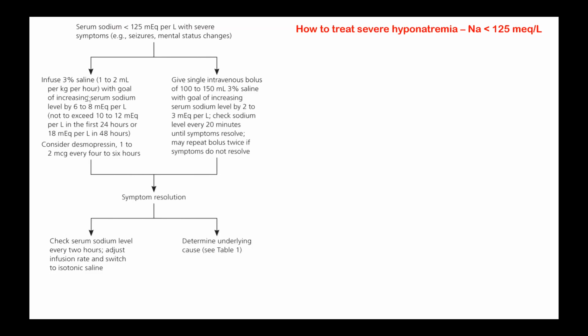to find out whether the correction has been made adequately or not. If it is not responding to this 3% level, then we can consider using desmopressin 1 to 2 microgram every 4 to 6 hours. That is the second alternate. Or give a single intravenous bolus dose of 100 to 150 ml of 3% saline with the goal of increasing the serum sodium level by 2 to 3 milliequivalents per liter.